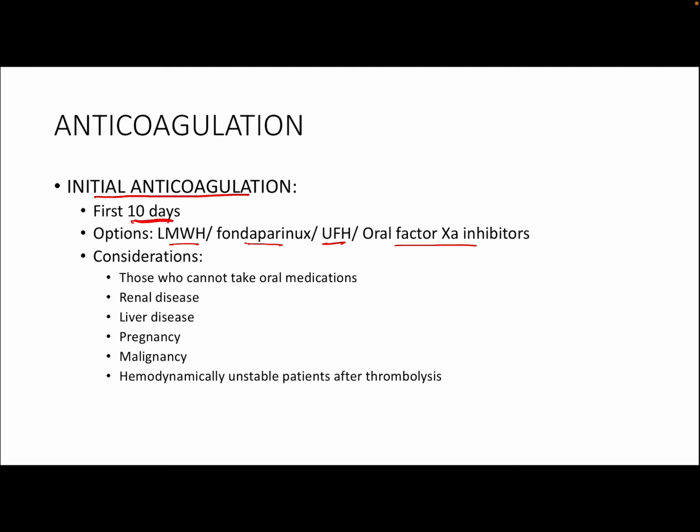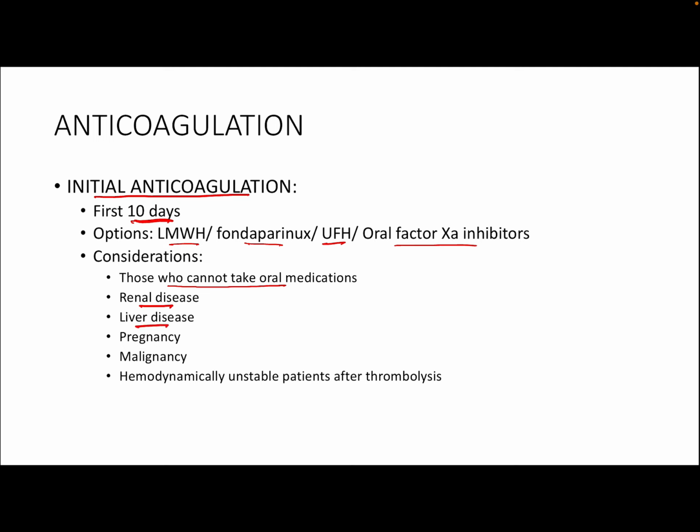So while thinking of initial therapy, there are a few considerations that we have to make. For example, for those who cannot take oral medications, that is when low molecular weight heparin is given, because that is given subcutaneously. And if low molecular weight heparin cannot be used, we'll go for fondaparinux. Then renal disease. In patients with renal failure, IV unfractionated heparin is preferred. The DOACs and low molecular weight heparin are actually contraindicated in patients with renal impairment with the creatinine clearance that is less than 30.